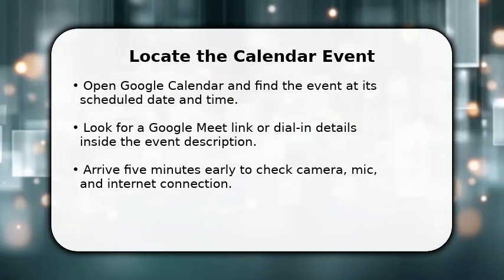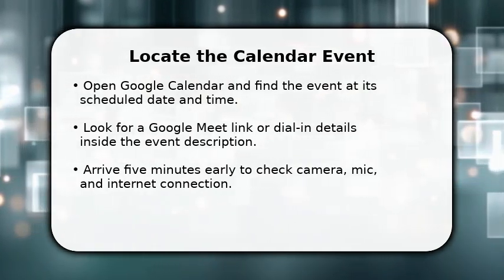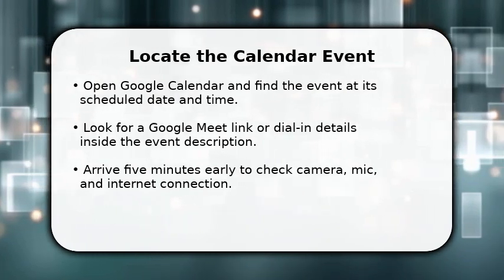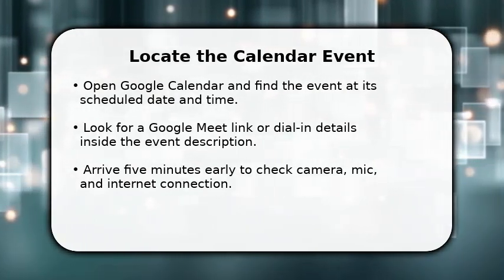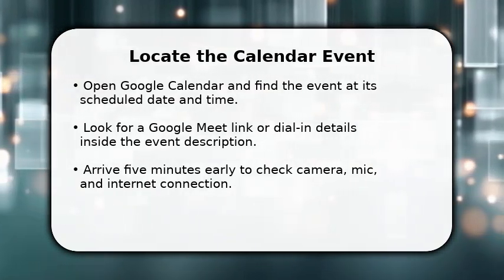Open Google Calendar in your browser or mobile app to start. Find the event on the correct date and time. Click the event title to view full details and conferencing info. Look for a Google Meet link labeled Join with Google Meet or a dial-in phone number and PIN.